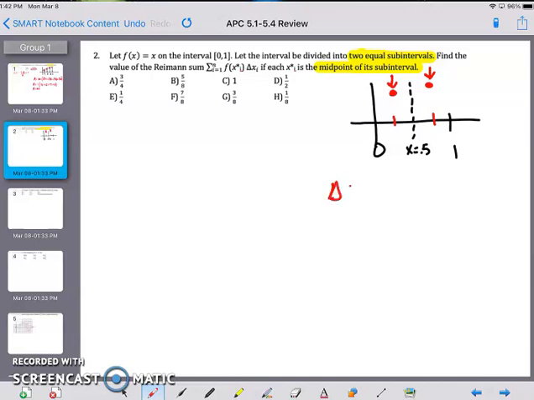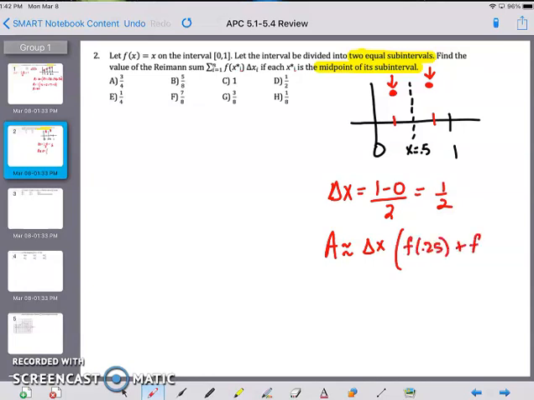So this time, my delta x is going to be equal to b minus a, so 1 minus 0, divided by the number of intervals, which is 2. So my delta x is 1/2, and I know my area is going to be approximately equal to my delta x times, and then the 2 heights for my 2 rectangles for my midpoints are going to be at f of 0.25 and at f of 0.75.